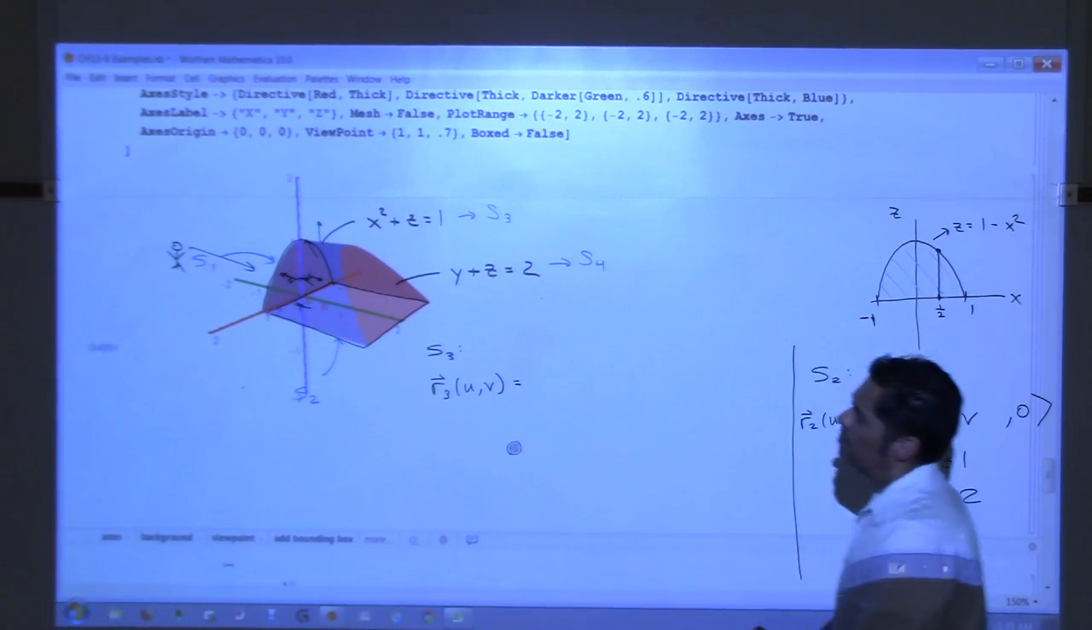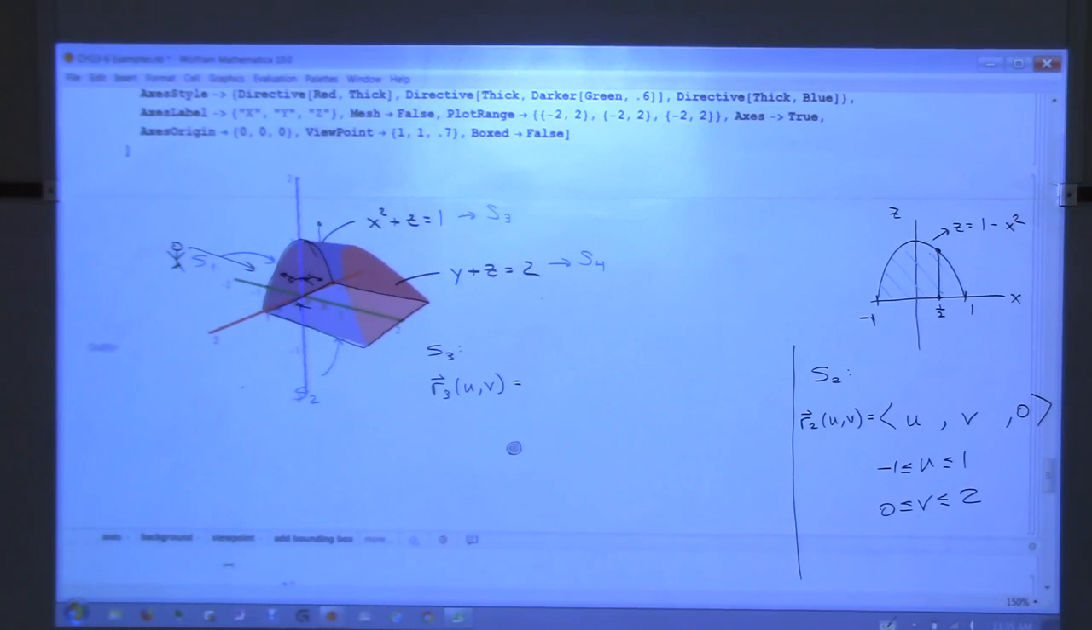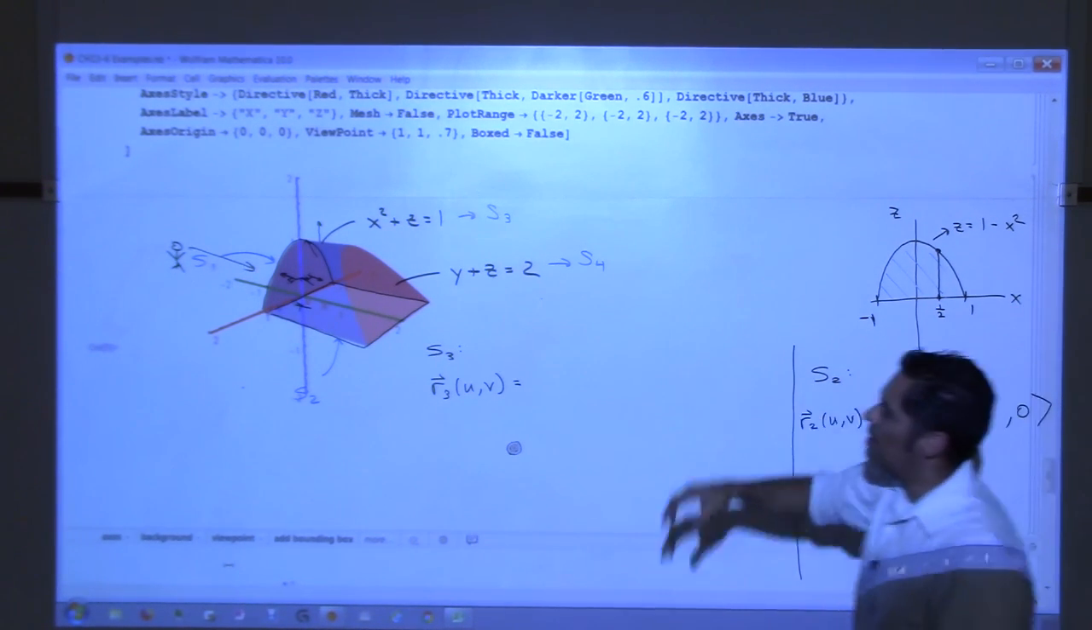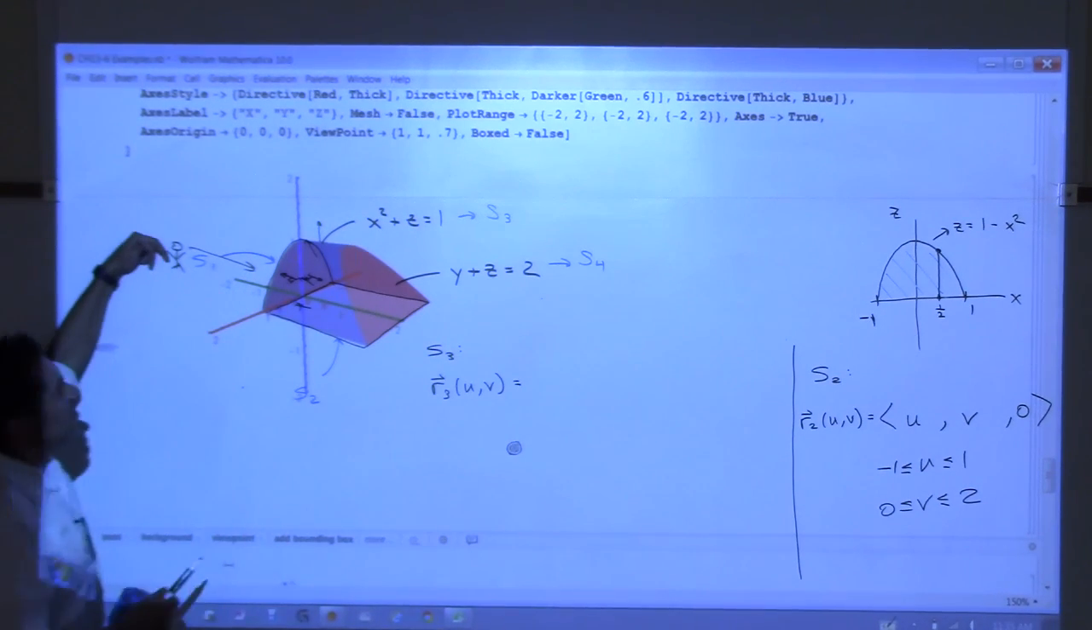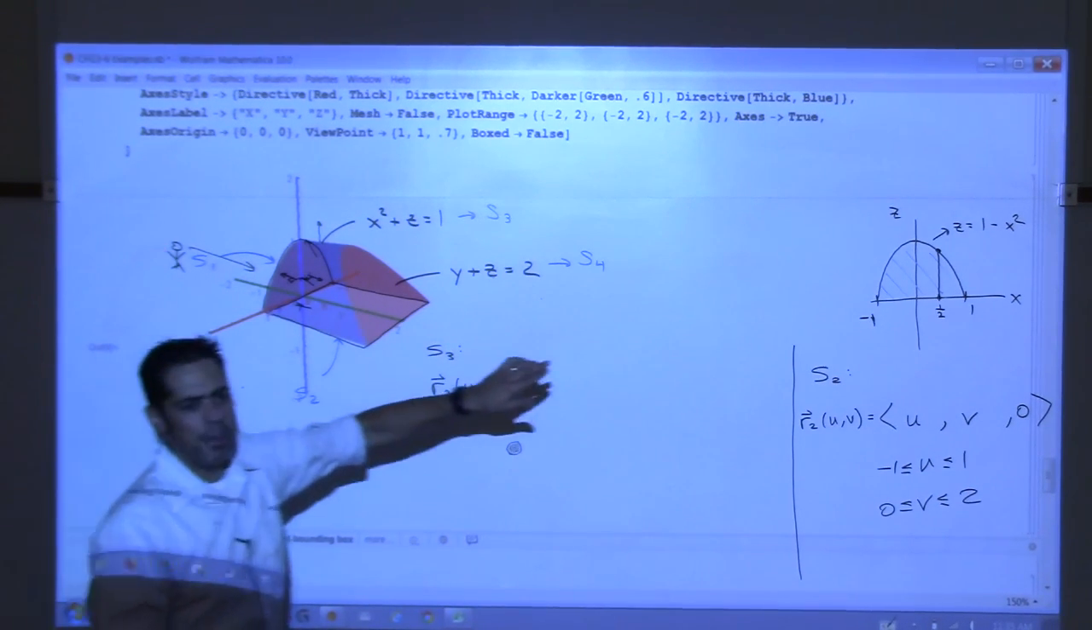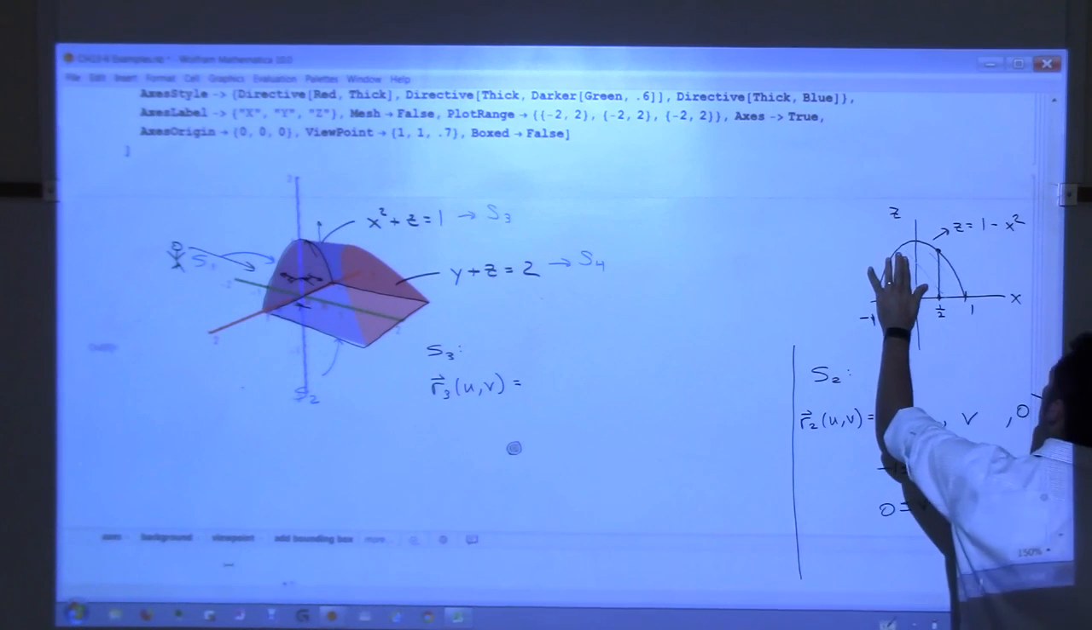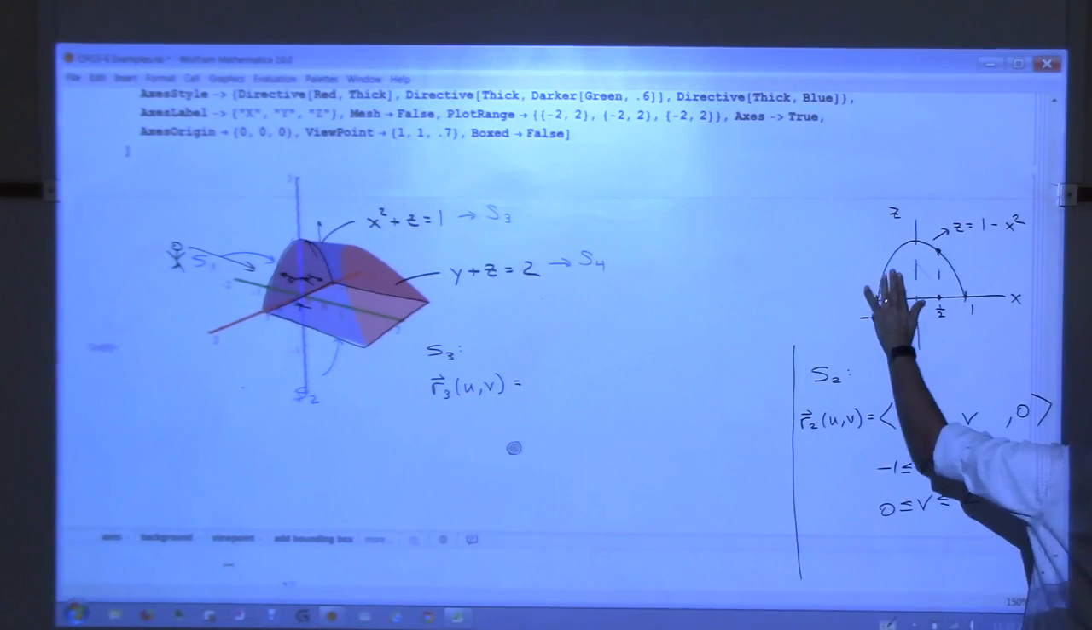Okay, so S3. Let's look at S3. Let's walk down here again. Let's walk over here and look at S3. S3 is this picture, right? Without the inside. This time I don't need to shade the inside.